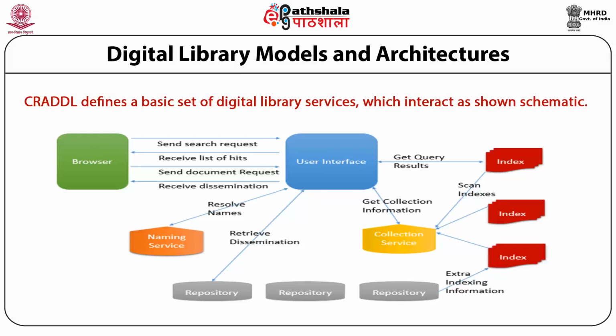The browser sends the search request to the user interface, which queries the index servers and receives the list of hits. Once the list of hits has been passed on to the browser, the browser sends a document request. The user interface gets the dissemination information from the corresponding repository and gives this dissemination to the browser. So, basically the object has been presented to the user, and you already know the functionalities of these various services, that is collection service and naming service, because we have seen them in this module earlier.